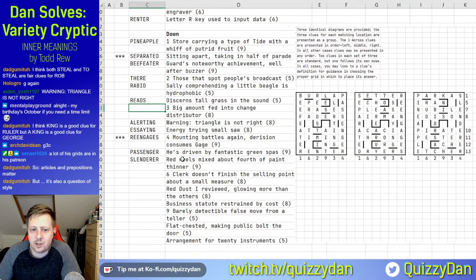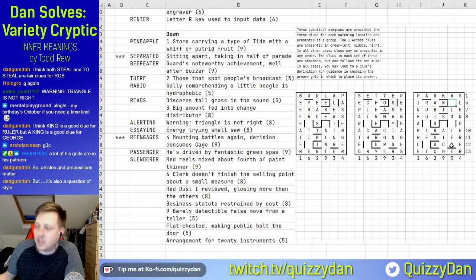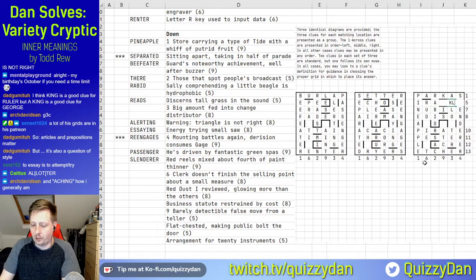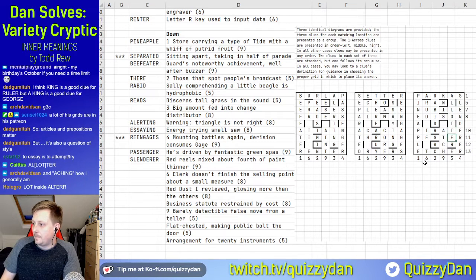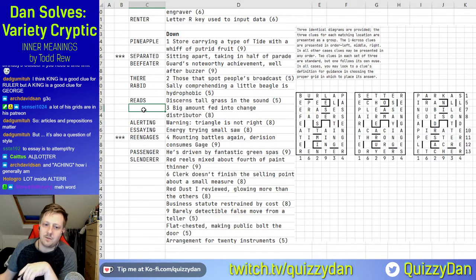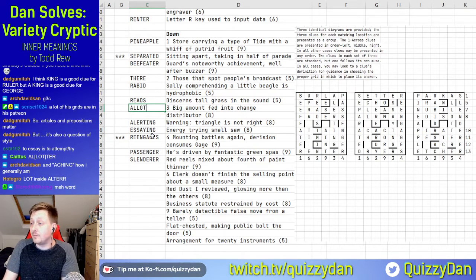And a big amount fed into change distributor. What is that? Happy to have the answer to this one. Big amount is obviously the definition. A lotter. Oh, it is a lotter. Lot inside alter, which is change. And where does the R come from? Distributor. Yeah, of course. Distributor is the definition there. It's almost as slenderer in that grid, isn't it? Rubbish grid, that right one on the right.